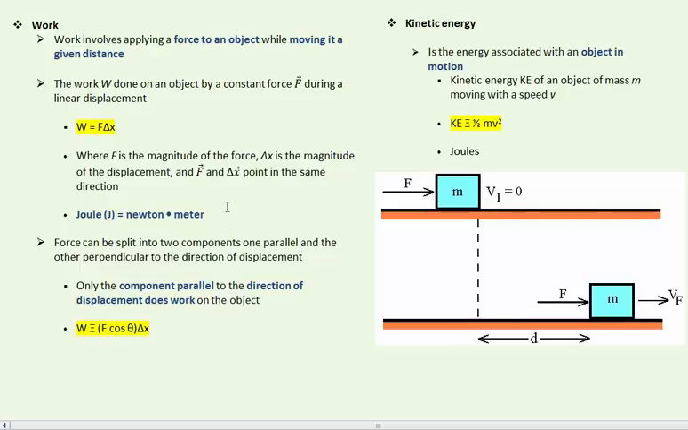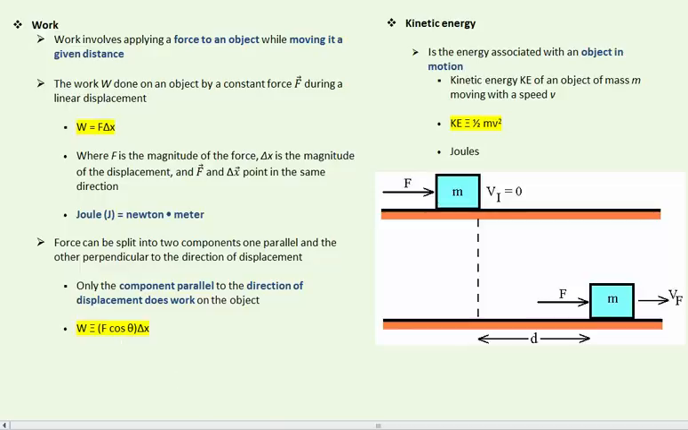And in order for work to be done, the force and the direction of the displacement have to be in the same direction. We can express work in the unit of joules or Newton centimeter. We can see that force can be split into two components, one parallel and the other perpendicular to the direction of displacement. So we see that force is a vector quantity. However, only the component parallel to the direction of displacement does work on the object. So our equation for work is force times cosine of theta times our displacement.